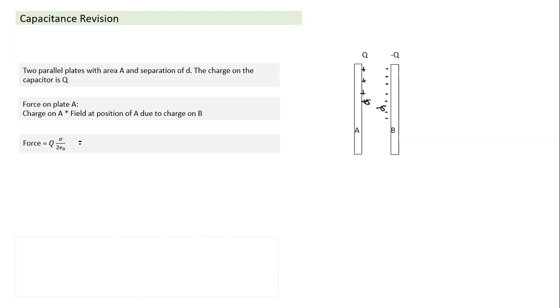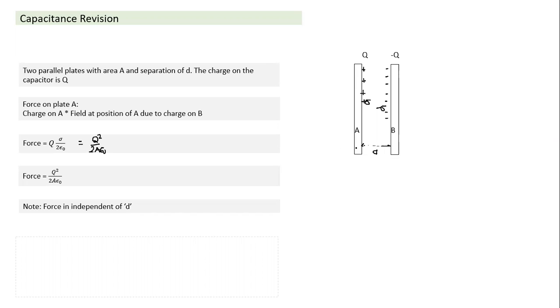So this thing can also be written as Q square by 2A epsilon naught. And there is no need to memorize this formula if you understand it well. Okay. And what we note here, it doesn't depend on distance d. Even as the distance changes, the force remains constant.